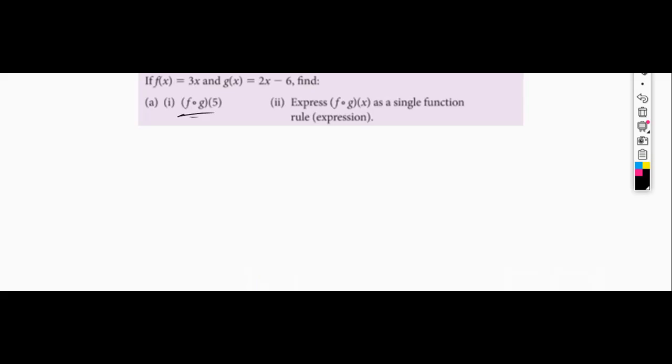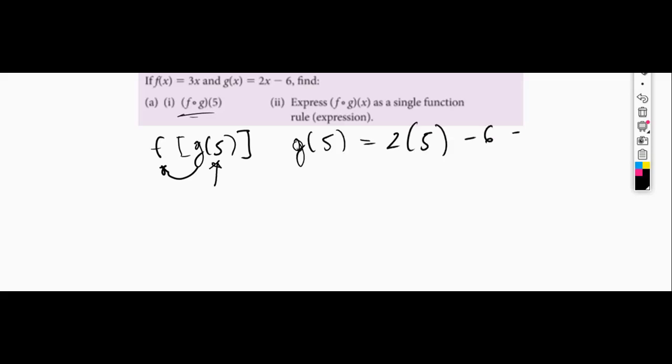So another way to look at this is with this other notation that means the same thing. We can write this as f of g of 5. What this implies is that we plug in 5 in g of x, and then the result of that we would plug in f of x. So let's do g of 5. g of 5 is simply going to be 2 times 5 minus 6, and this equals 4. Now we need to plug in 4 in f of x. So f of 4 is going to equal 3 times 4, which is 12. So this would be part 1.